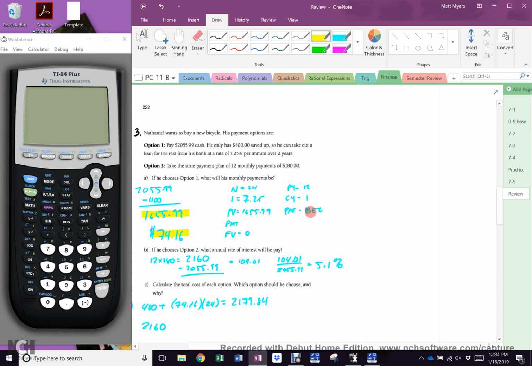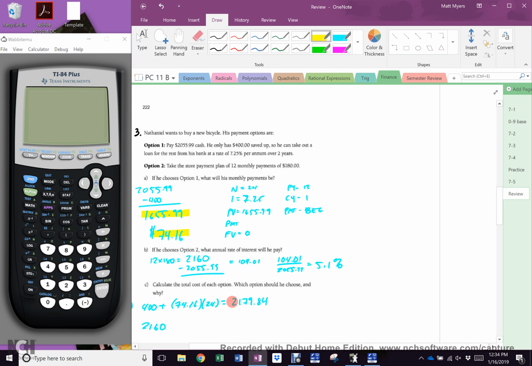Did you put it at the beginning or the end? Great. Doesn't matter. 74 is close enough, right? Because it's compounded per year. So you got around $74. If he chooses the other option, he pays 12 times 180, which is $2,160, which means he paid an extra $104, yes? That percentage was 5.1%. Right?